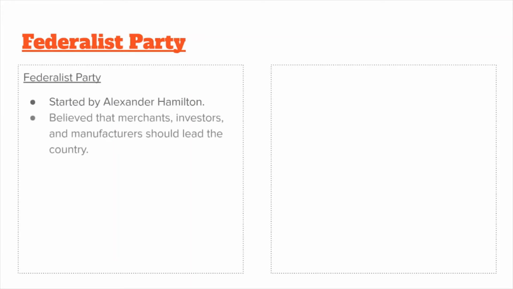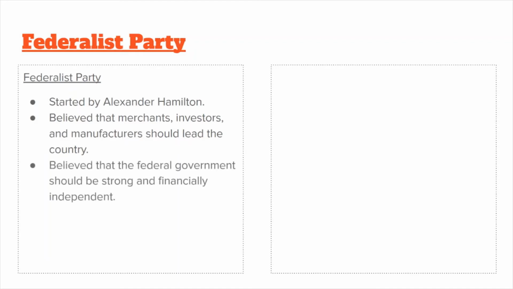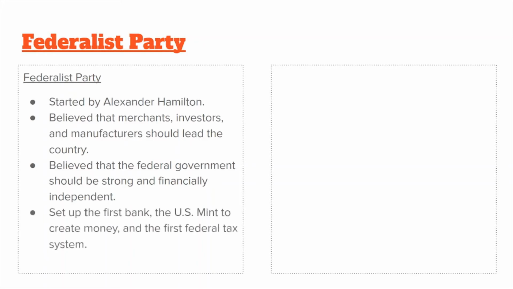Then we have the Federalist Party. This political party was started by Alexander Hamilton. He believed that merchants, investors, and manufacturers should lead the country. He also believed that the federal government should be strong and financially independent. He set up the first bank, the U.S. Mint to create money, and the first federal tax system. This political party was popular in the northern states.